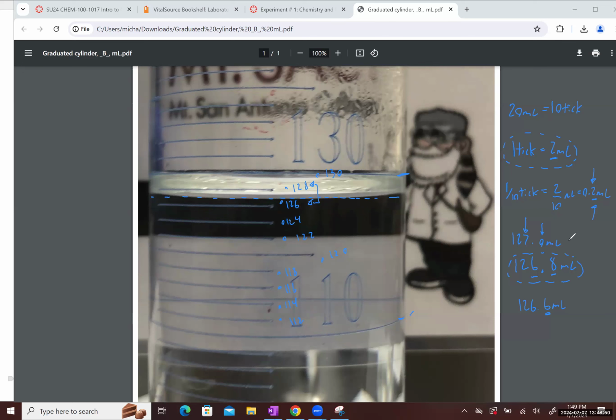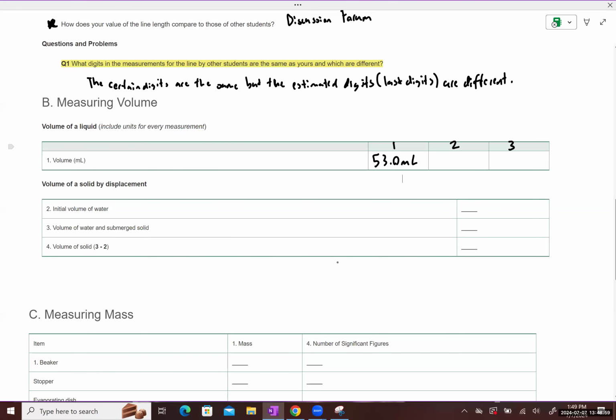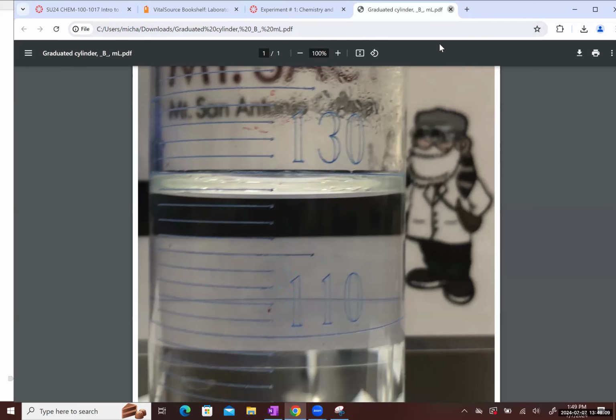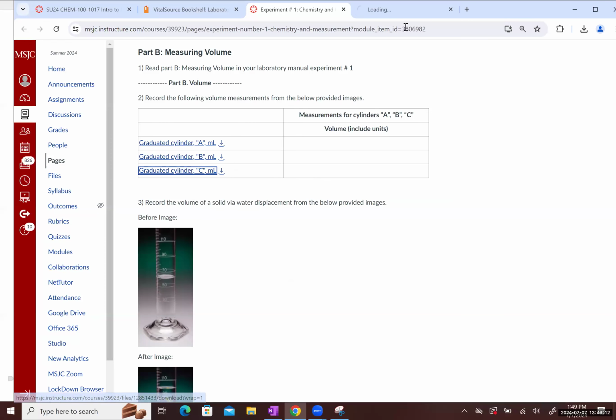So I'm going to take my measurement and place it into my data table. In this case, 126.8 milliliters. Perfect. So let's keep going with this. Let's look at our next volume measurement.